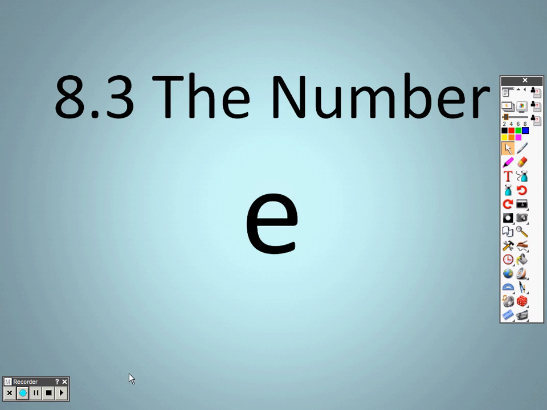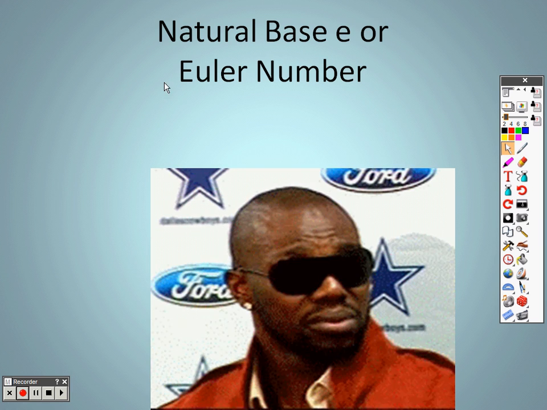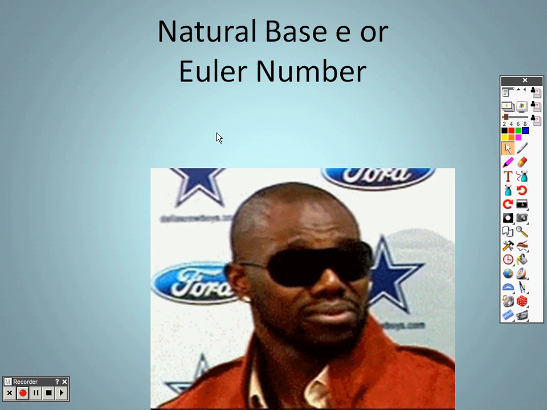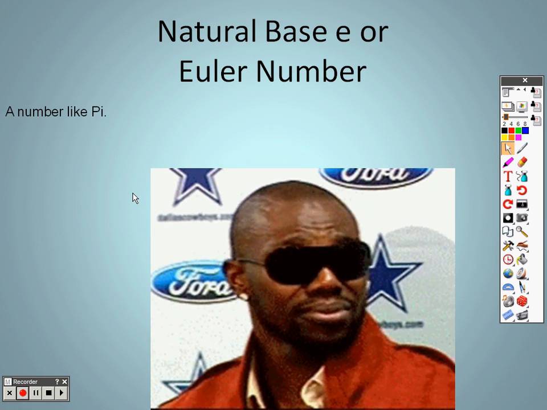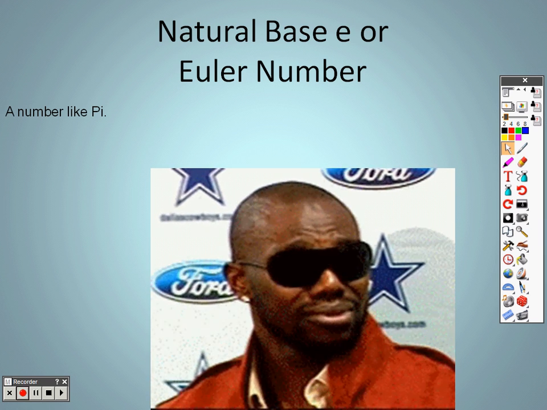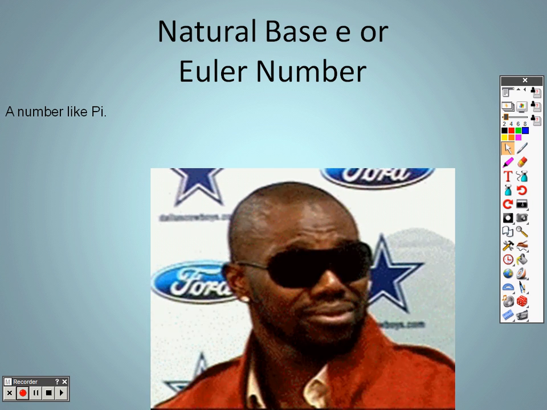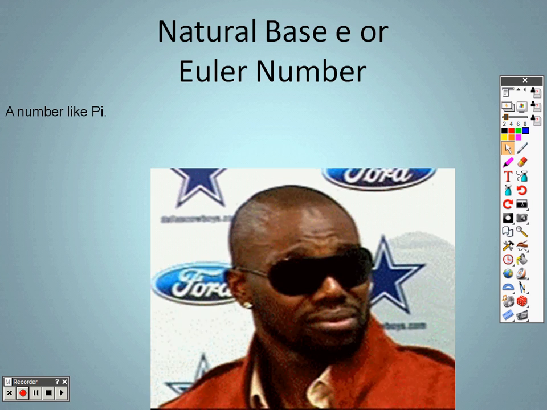Alright, 8.3, the number e. The number e. So, here we go. Natural base e, or the Euler number. Okay? It's a number, and it's kind of like pi. If you know pi, pi keeps going on forever. 3.1415926535897993. I could keep going, but the point is, it just never ends.